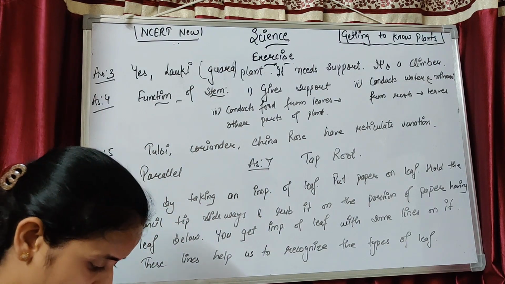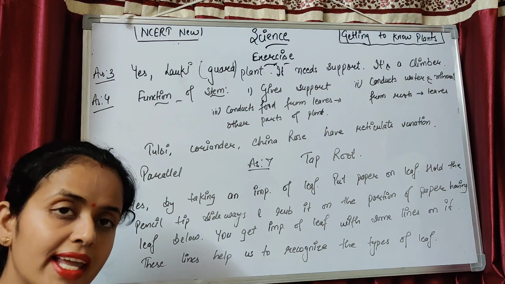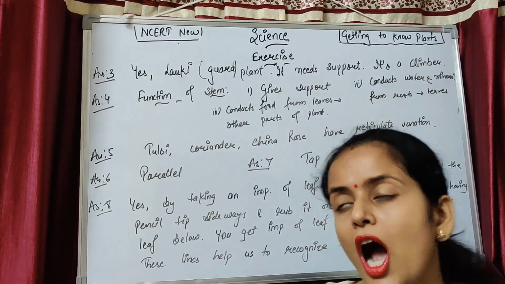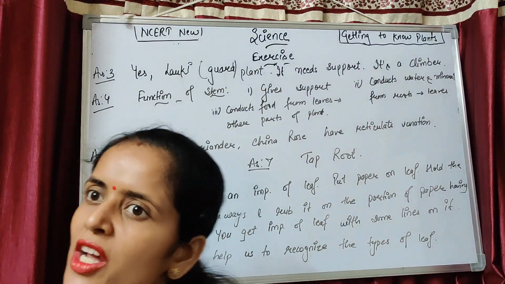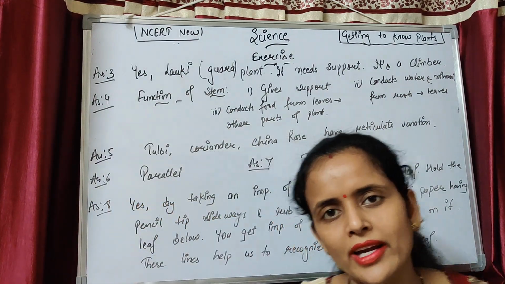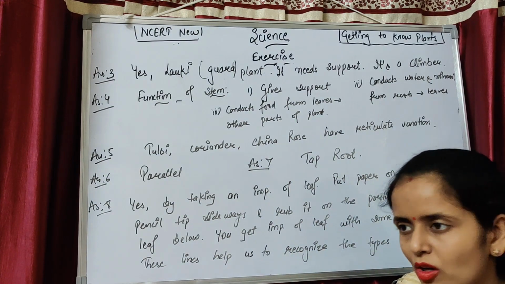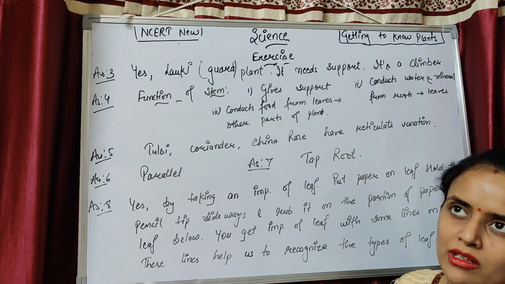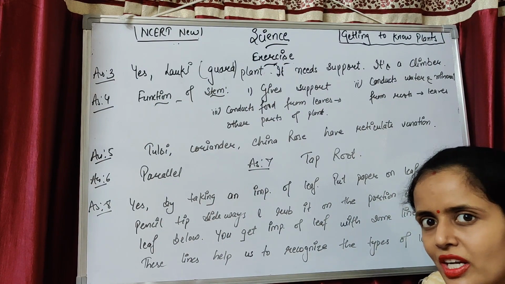Question number 8. Is it possible for you to recognize the leaves without seeing them? How? Okay. In your childhood, did you place a coin under the paper and scrub your pencil on that paper, and the coin mark comes on the other side of the paper, and you tell it is a coin of 1 or 2 or 5? Did you do this activity in your childhood?